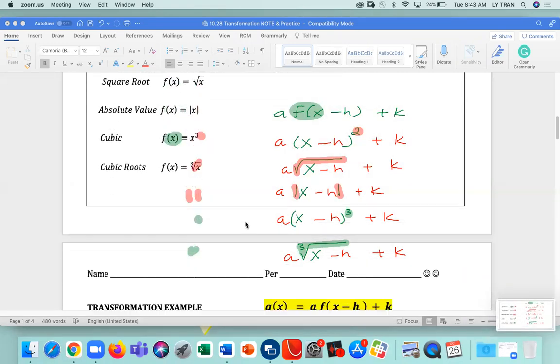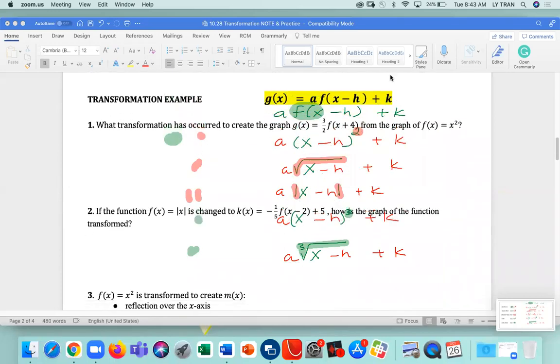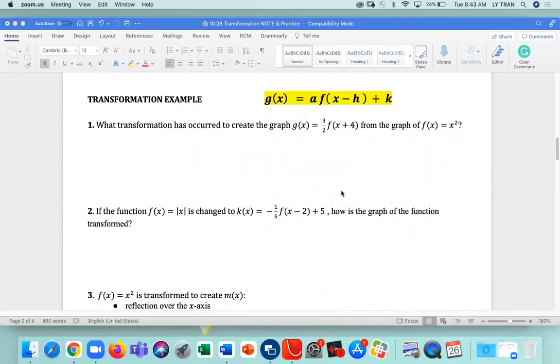All right, so now I'm going to use the formula that we just have, and then we're going to do the question. Question number 1, they ask, what is the keyword? What transformation occurred to create this graph? From this graph, right? So it's telling us our parent function is quadratic.